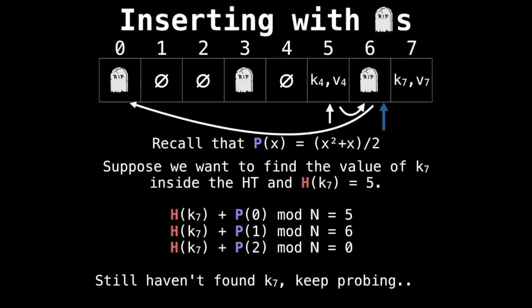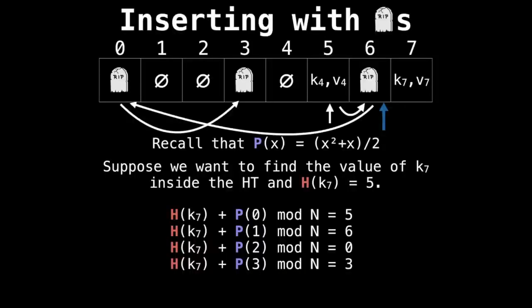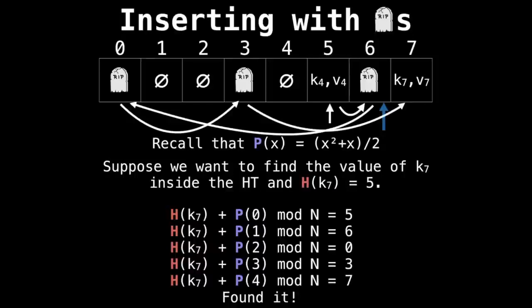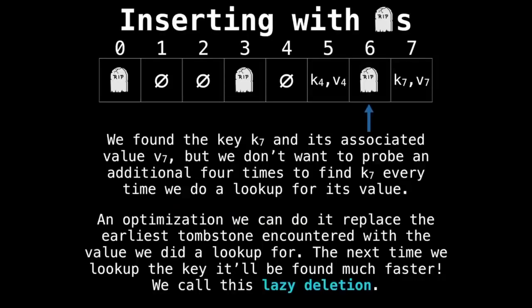So when we probe at position 2, we go to position 1. Still no K7 because we have a tombstone, so we have to keep going. Alright, hit another tombstone. So let's keep probing. And aha, we have found our key K7. So we can return the value V7 now.